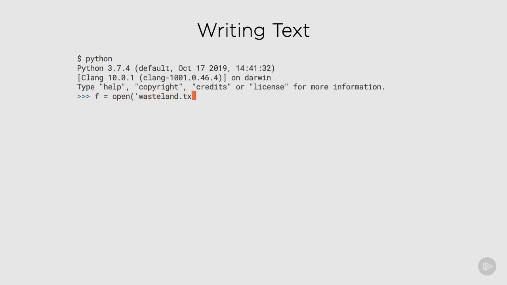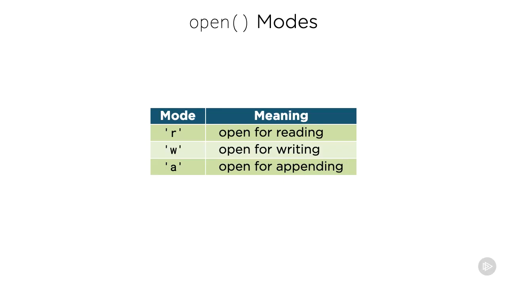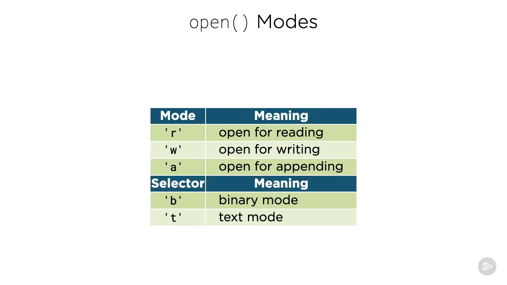The first argument is the file name. The next argument is a string containing letters with different meanings. In this case, W means write and T means text. All mode strings should consist of a read, write, or append mode. One of the preceding should be combined with a selector for text or binary mode.